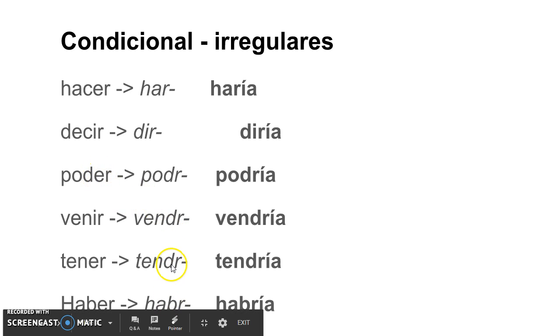And you've got these other ones with the extra D's in them. These two right here, venir and tener. And haber, this is the verb for there is or there are in this verb form. So there would be.